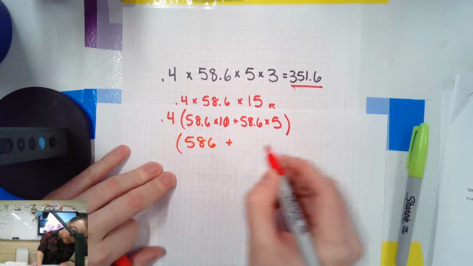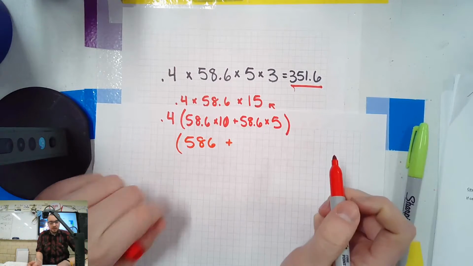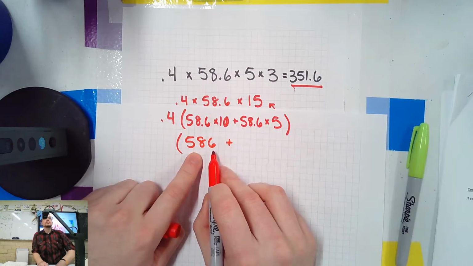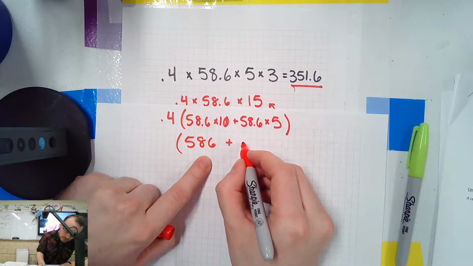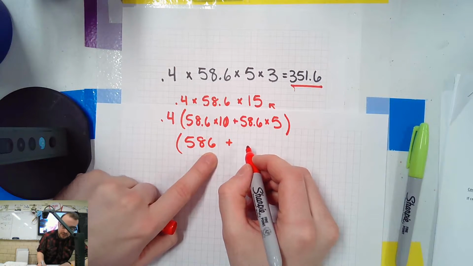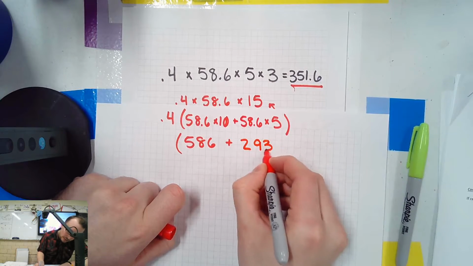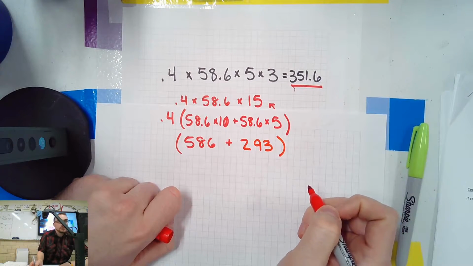586 times by 10 divided by 2. Well, I already know what this times 10 is, right? So I just add half of that. What's half of 586? Well, it's 250 plus 40, which is 290, plus 3. So 293. Cool.